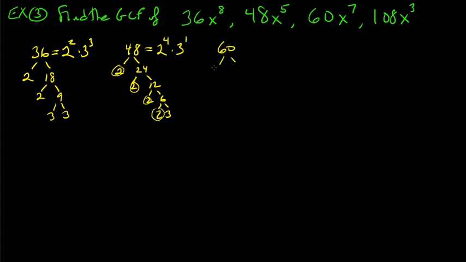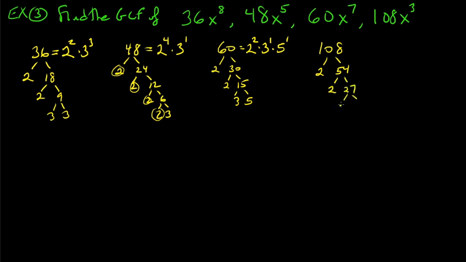Right. 60 is 2 times 30. 30 is 2 times 15. 15 is 3 times 5. So we're going to get 2 to the 2 times 3 to the 1 times 5 to the 1. Right. And finally 108. Right. So there's always going to be a bigger number here. 108 is 2 times 54. 54 is 2 times 27. 27 is 3 times 9, and 9 is 3 times 3. So we have 2 2's, so 2 to the 2, and we have 3 3's, right? So 3 to the 3.